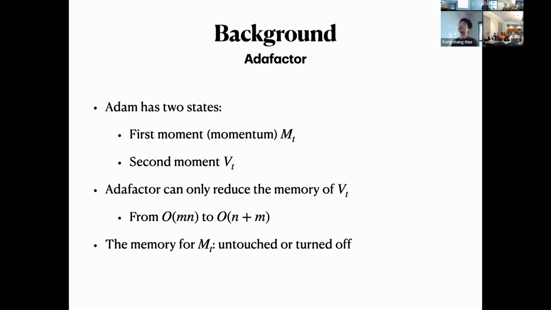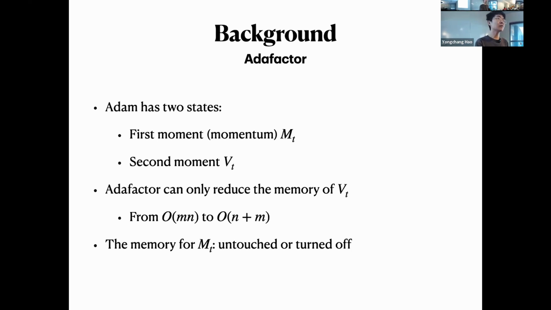And what's the benefit of doing this? So for Adam, it has 2 states. One is the first moment, which is the momentum, and another is the second moment. For Adafactor, it relies on the non-negative matrix factorization to factorize one of them, the second moment, V_t, from O(MN) to O(M plus N). So basically, the memory for storing V_t becomes sublinear.